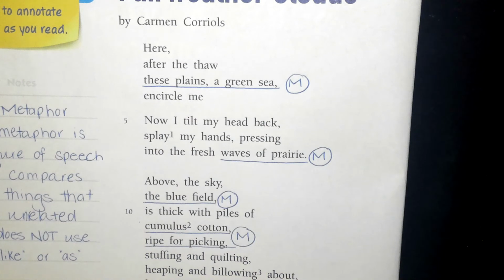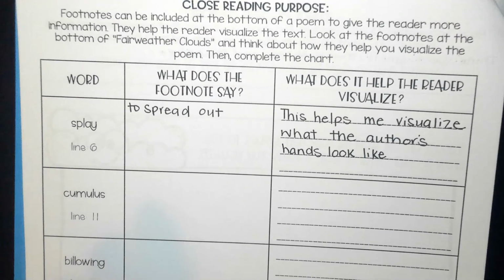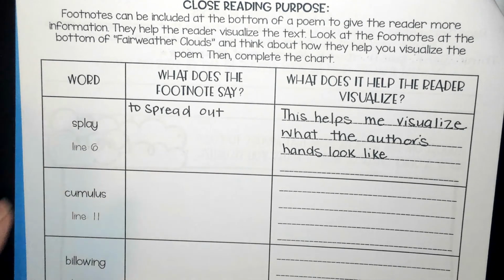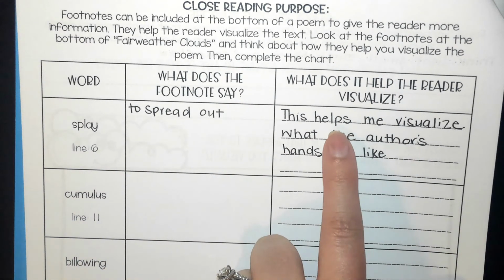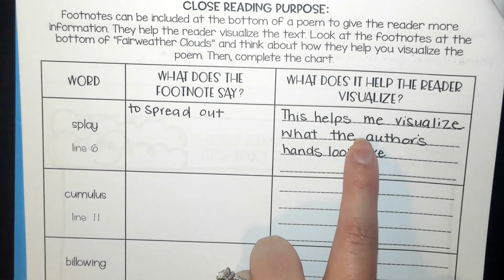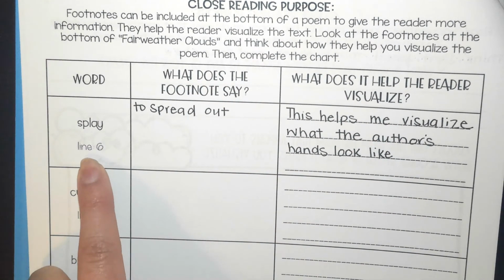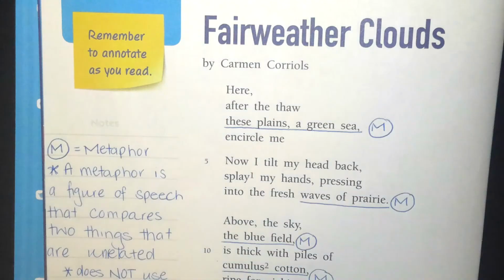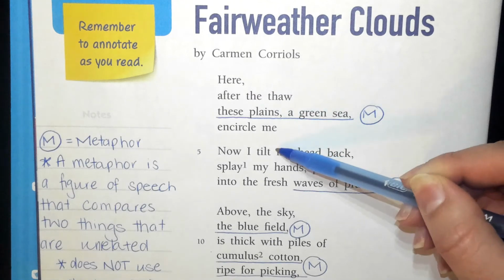So you'll notice on your worksheet for today that it has each of the words that are in your footnotes: splay, cumulus, billowing, and nimbus. And then it wants to know what the footnote says and what it helps you visualize, what it helps you better understand or better see in this poem. So I've already done splay for you. You can see, if you needed to do this on your own, that they tell you where the word is based on its line. So splay was in line 6. So looking at my poem, line 1, 2, 3, 4, 5, and 6.